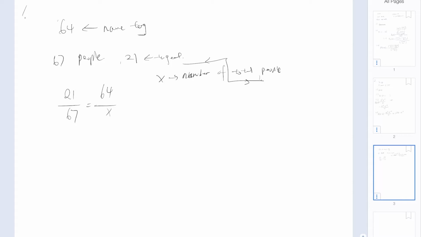Okay, so we know that X is equal to 67 times 64 over 21. We might need to apply a floor function on that to make it an integer, because we can't cut people in half.